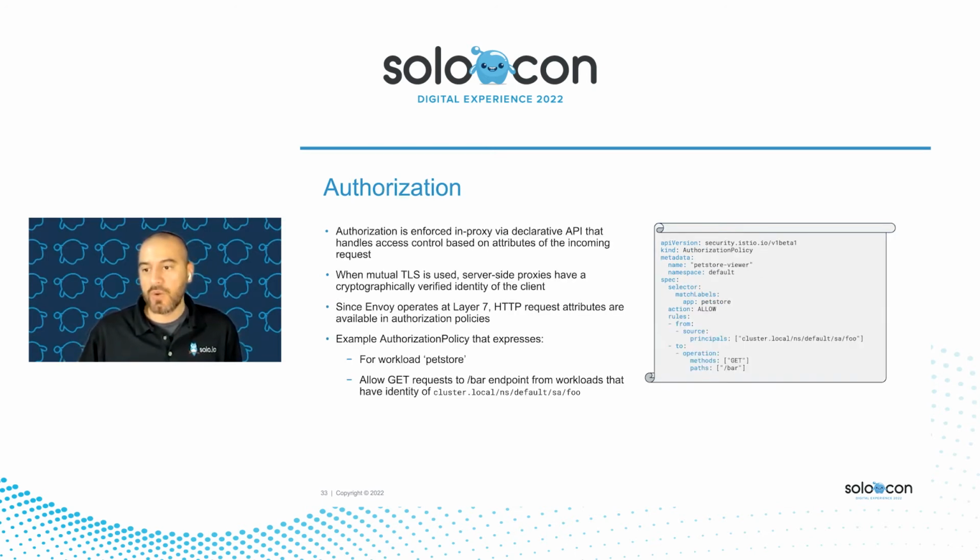Authorization is built on top of that. There's essentially an authorization engine that runs in the Envoy proxy, in the Istio proxy. When you're using mutual TLS, since you have the client-side identity, you can also write authorization rules based on the identity of the service talking to you. On top of that, since Envoy works at layer 7, you have access to all of the HTTP request attributes. So the end result is that this example on the right gives you an authorization policy that says for the pet store application, I will accept requests from the cluster.local default foo identity from that client.